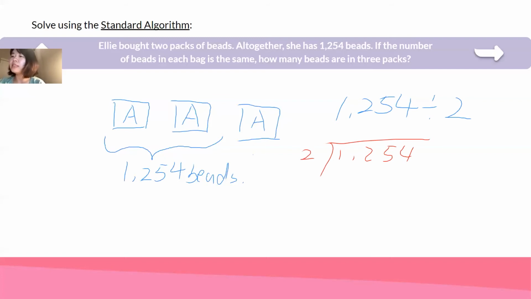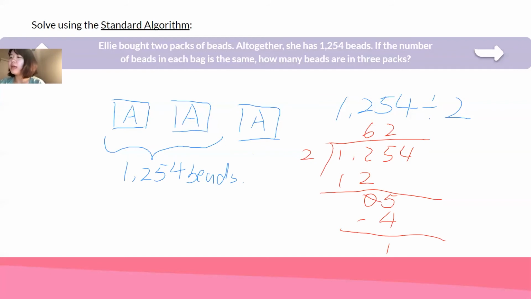We can do 6, because 2 times 6 is 12. So 1,200 minus 1,200 has no remainder. So let's put 0 down. And we can directly put down 5. So we have 5 tens, and 5 divided by 2. What is the largest number we can put into 2 groups? We can do 2, because 2 times 2 gives us 4. So 5 tens minus 4 tens gives us 1 ten.